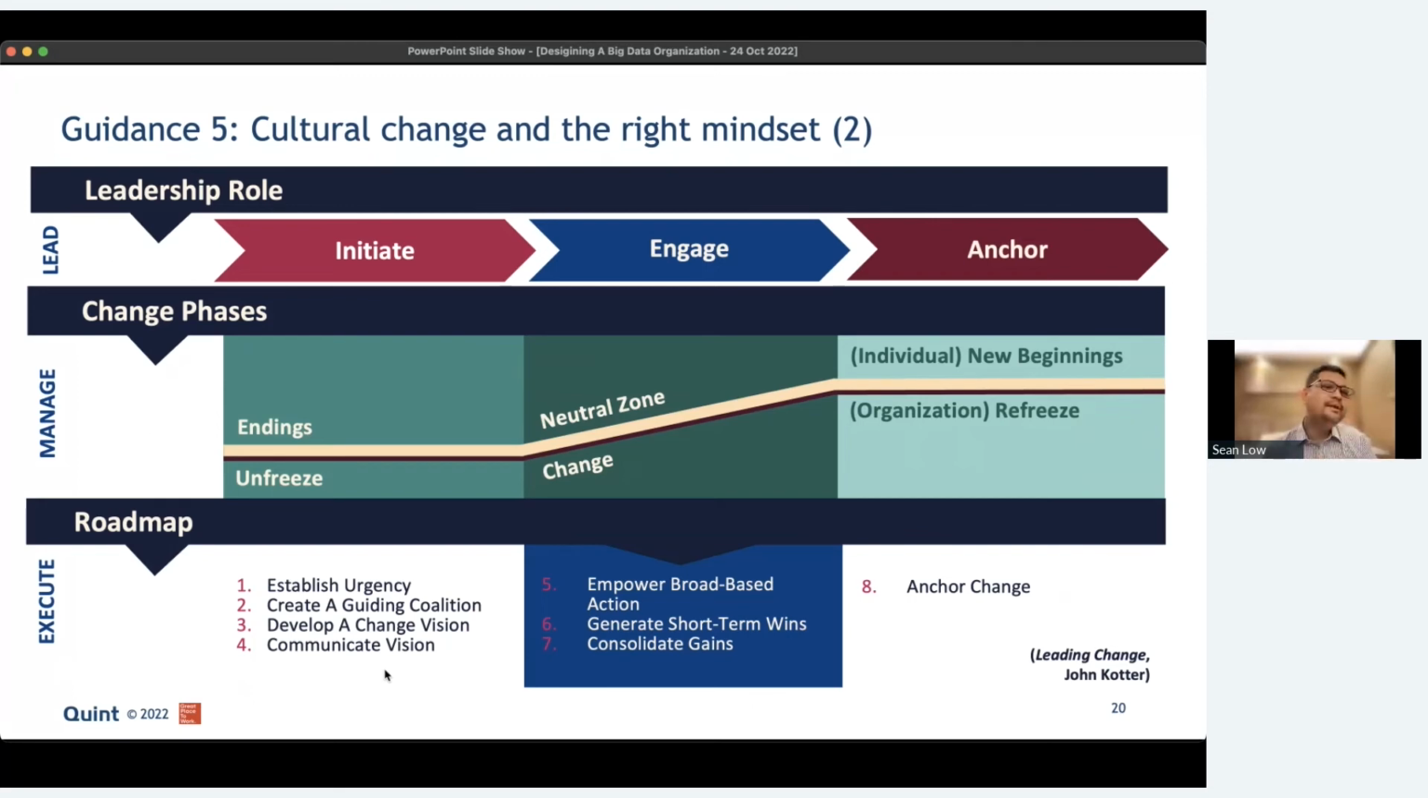But remember this, big data is not purely technology. It is also about people and cultural changes. That is what makes the difference between a successful big data organization and an unsuccessful one.